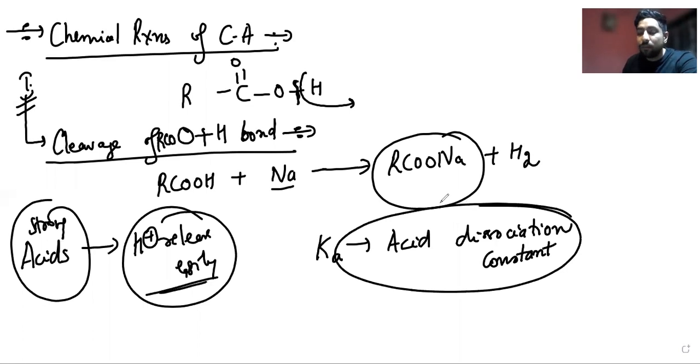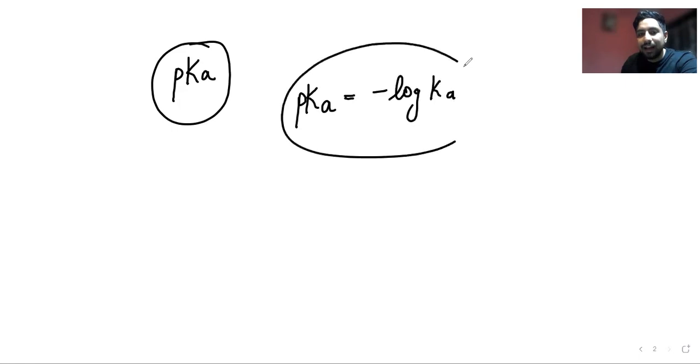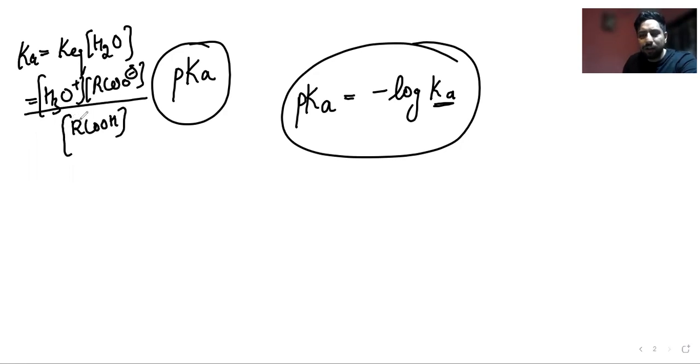And whenever we have to represent the strength of an acid, we represent this strength in the form of pKa. That is, pKa is equal to negative log Ka. And here Ka is that acid dissociation constant. This Ka is equal to K equilibrium H2O, which is equal to H3O positive RCOO negative upon RCOOH. Okay, this is related to equilibrium.